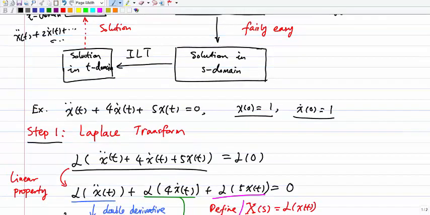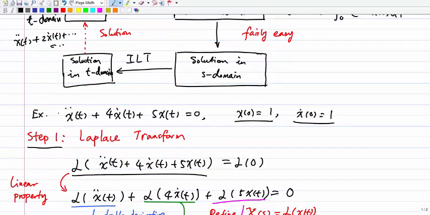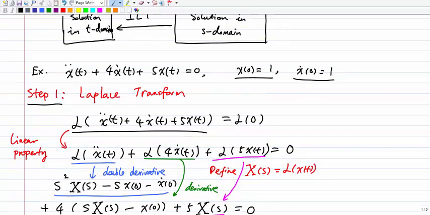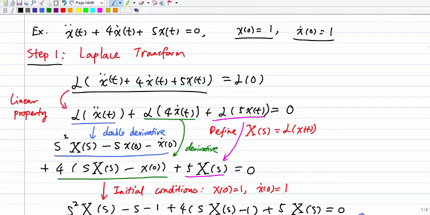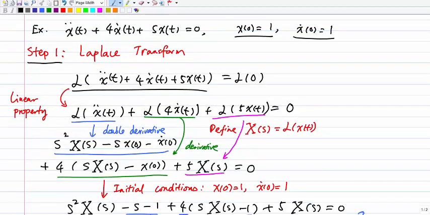I do a Laplace transform on both sides, so I have L of this equation equal to L of 0. Because I have three different components, I can use the linearity property of the Laplace transform, taking the Laplace transform of each individual component. Now I'm going to use the property of the second derivative under the Laplace transform, which is given by this. If you don't know how to do it, you can check the previous video on the properties of the Laplace transform. This is for the first one.